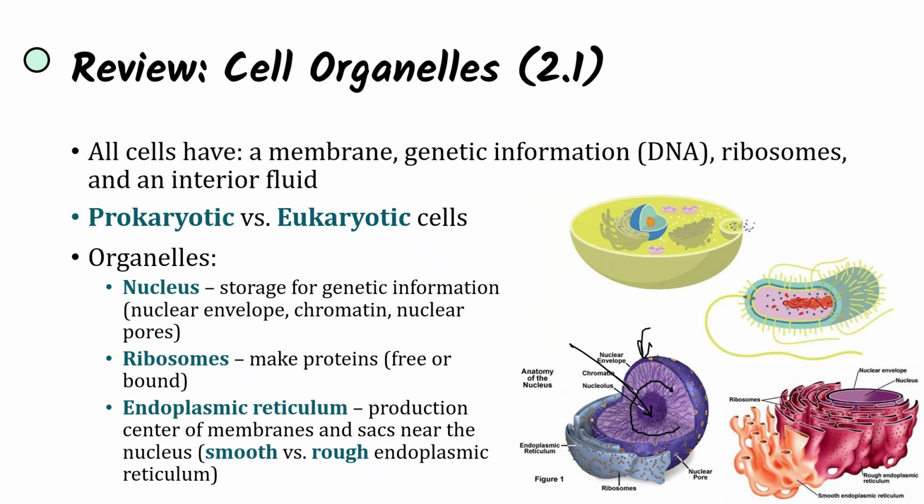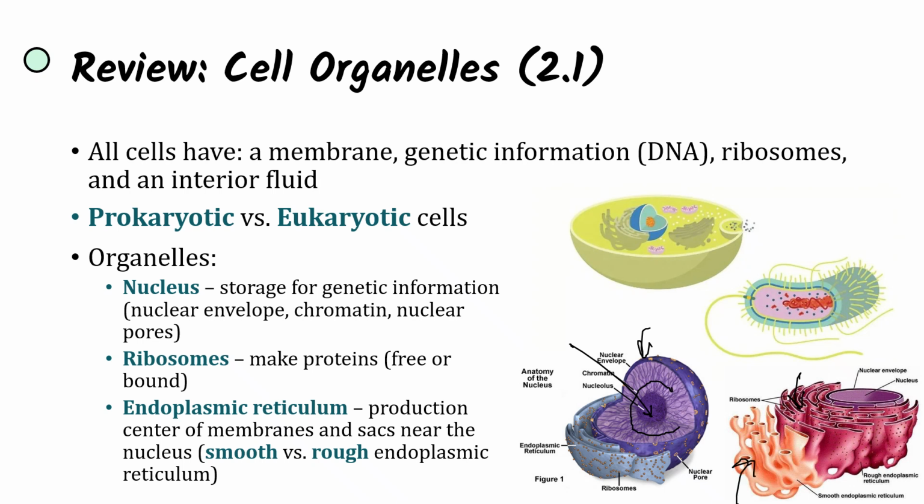So what is the endoplasmic reticulum? This is the production center, and it consists of membranes and sacs, and it's located near the nucleus. You can see part of the endoplasmic reticulum next to this nucleus, and here's a better picture. And there are two different kinds. It's going to consist of the rough endoplasmic reticulum, which is going to have all of the ribosomes bound on it. That's why it's considered quote-unquote rough. And the smooth endoplasmic reticulum, which is not going to have any ribosomes bound on it.